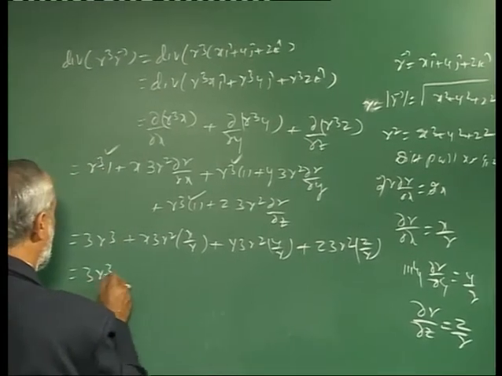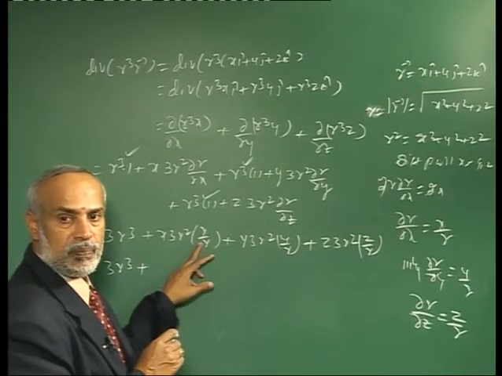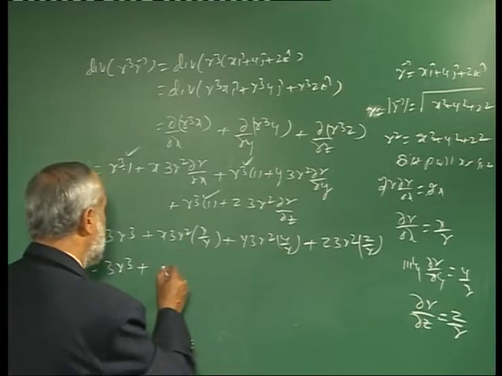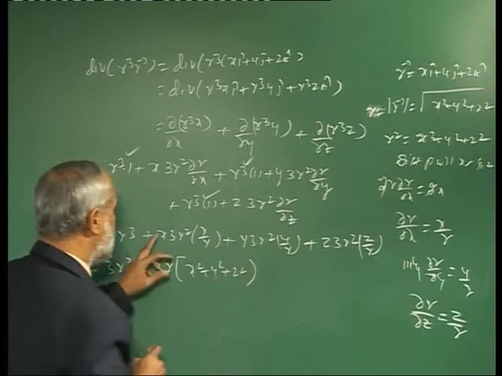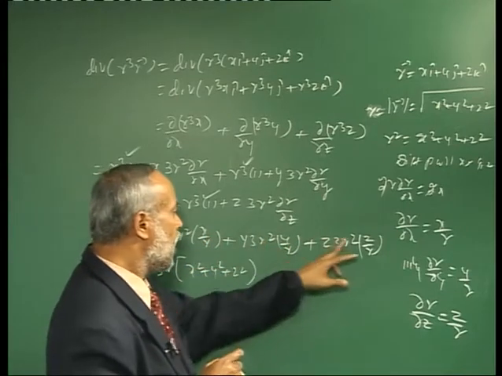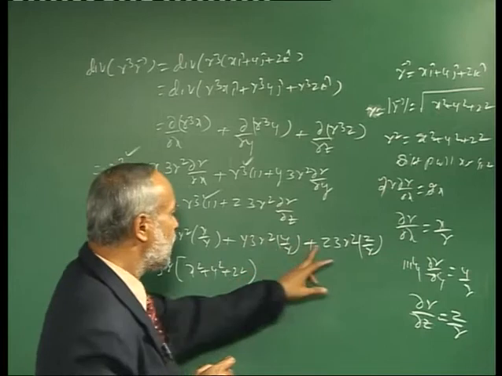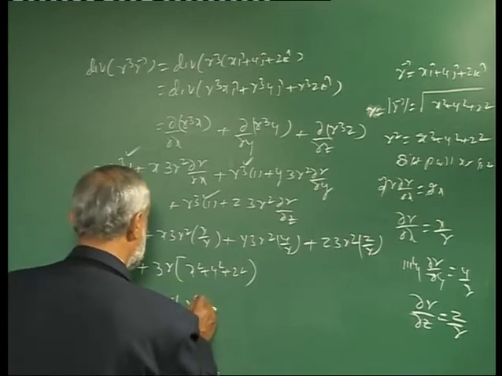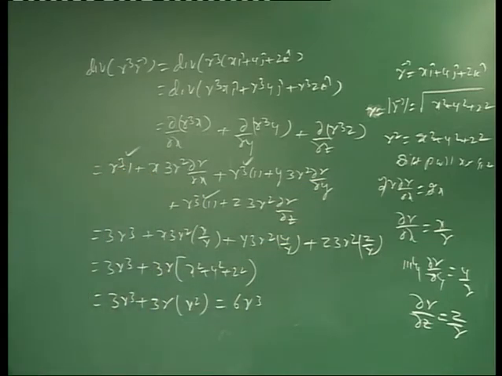Now this is equal to 3r³ plus, here 1/r can be written as r to the power of minus 1, and r to the power of minus 1 times r² is r. Then what you get: 3r take common, remaining is x² + y² + z², because r to the power of minus 1 times r² gives r, similarly for y and z. 3r you can take common, remaining is x·x² + y·y² + z·z². Now this is equal to 3r³ plus 3r times (x² + y² + z²), which is r², already you know. This is equal to 6r³, which is the required result.